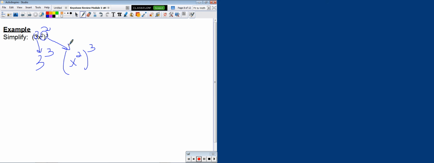So 3 cubed, remember that's 3 times 3 times 3, so you can do that in your head or you can do that in your calculator. That's positive 27. And then once again, whenever you have a power of a power, double exponents there, the shortcut is to multiply. So 2 times 3 is 6, so this would be x to the 6th power.